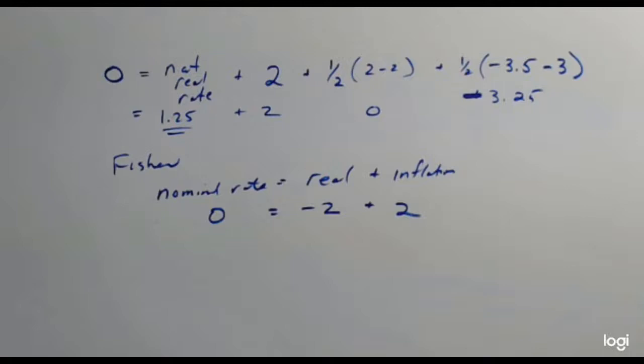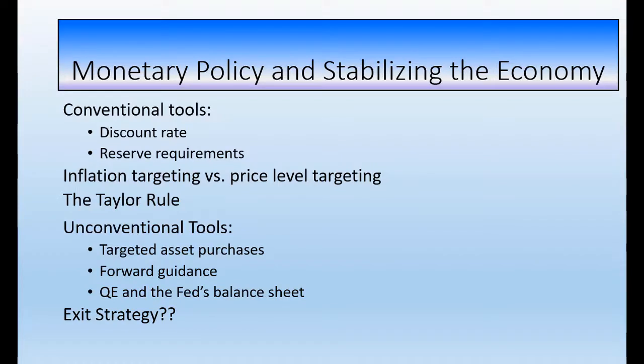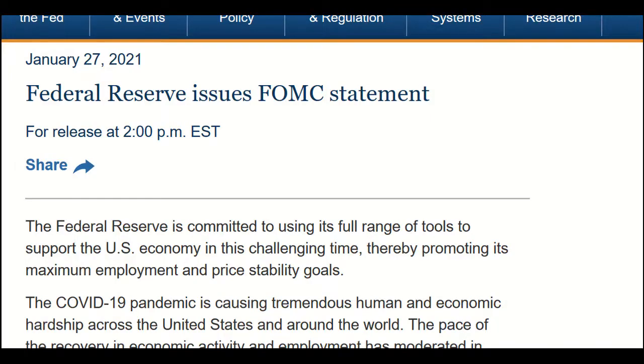Let me show you where we are now in this video. We just finished the Taylor rule here in the middle of the slide. Now we're looking at unconventional tools. We'll talk about the target purchases of the Fed. We'll talk about forward guidance and quantitative easing and the balance sheet. Let's start off with target asset purchases.